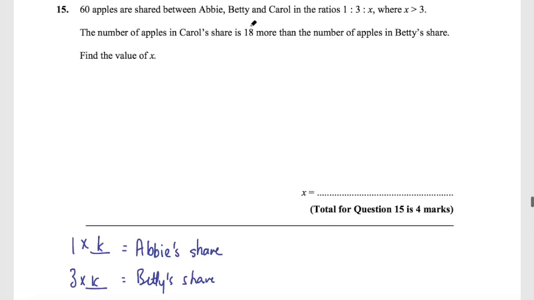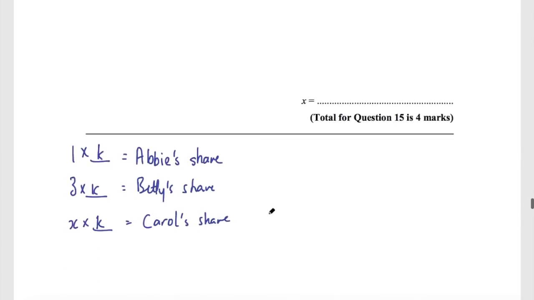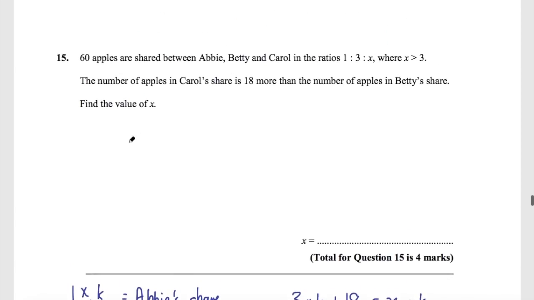And we know that Carol's share is 18 more than Betty's share. So if we take Betty's share, which is 3 times k apples, and we add 18, we get Carol's share, which was x times that multiplier, which I've called k. So now I have an expression involving k and x, and I'm just going to leave that there for a moment. We can also say, because I know there's 60 apples, that 1 times that multiplier plus 3 times the multiplier plus x times that multiplier equals 60.